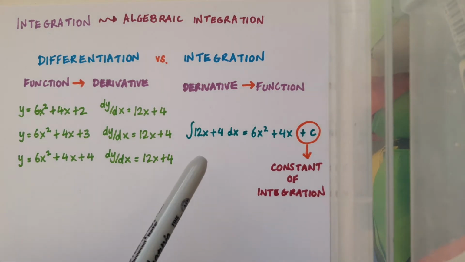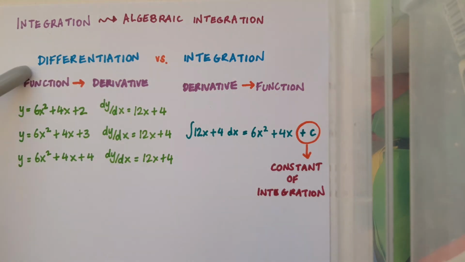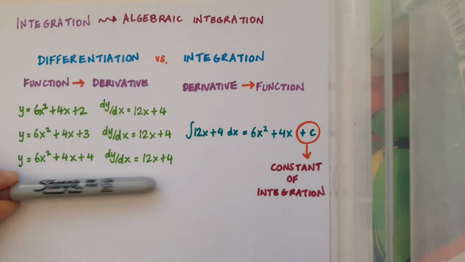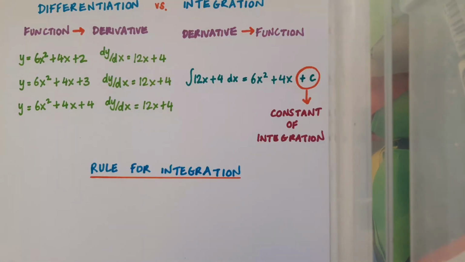Now for this particular integration, it was really easy for us to know what the result should be because we had all these workings out here on the left showing us what function we came from to get to the derivative of 12x plus 4. So we were easily able to reverse. But what happens if we don't have this information, if we're just given an expression and we want to integrate it straight out? Is there a rule I can use for integration?